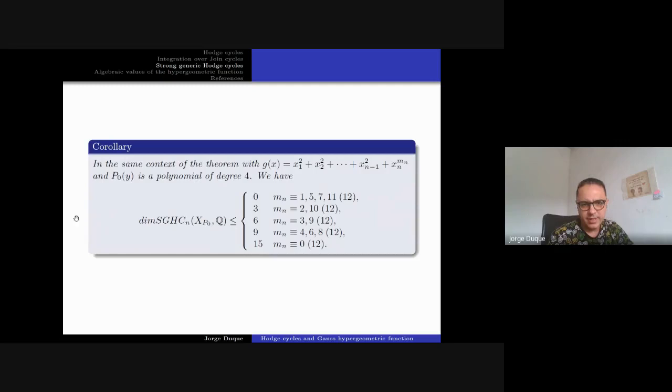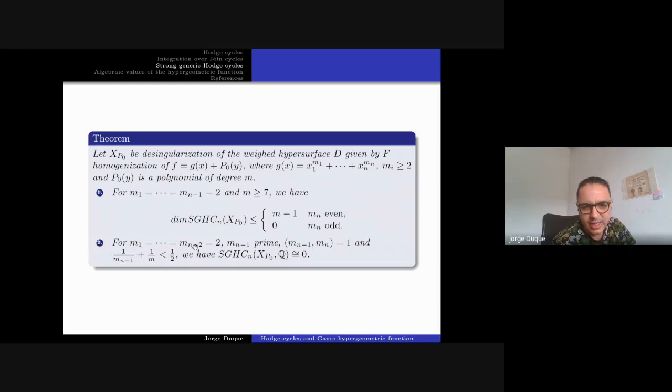This is the theorem. When these exponents are 2, and if these two numbers are relatively prime, we don't have a strong generic Hodge cycle if this condition is satisfied. Again, the proof of this affirmation gives a way to calculate the dimension of A when we don't have this condition. Notice the pairs that do not satisfy this condition are finite. Using this, we obtain, for example, another corollary.